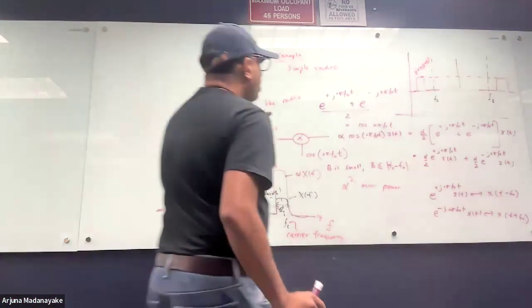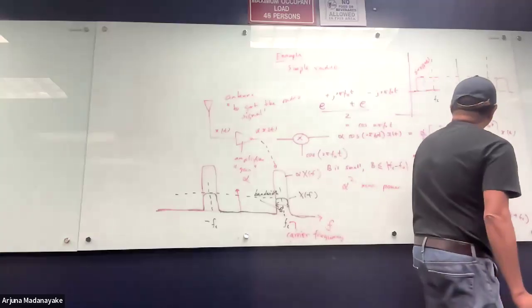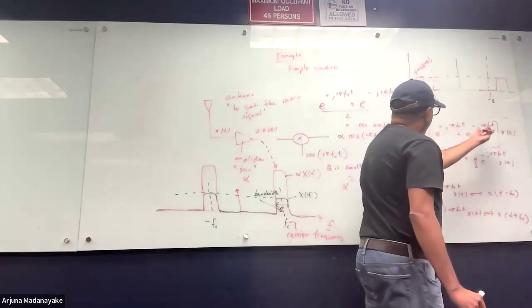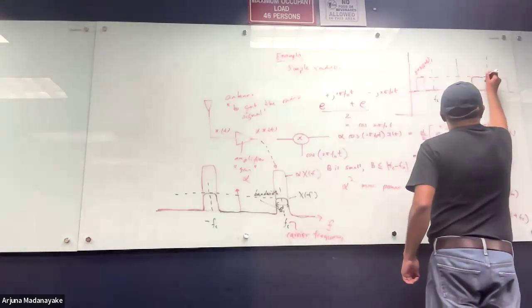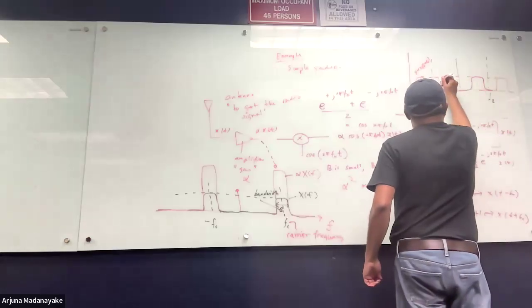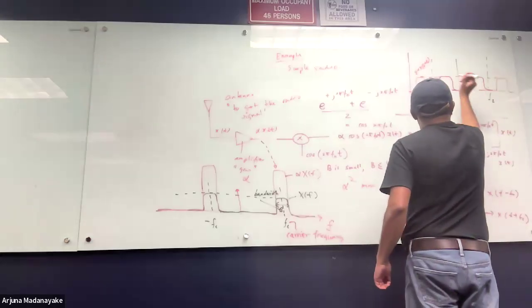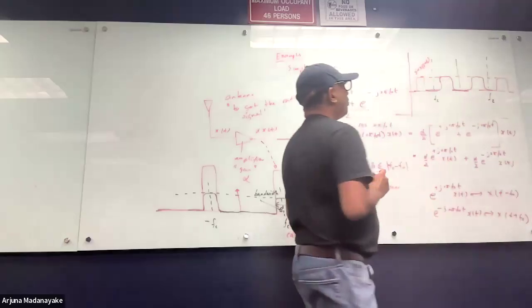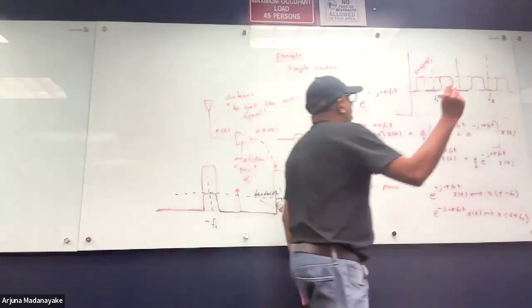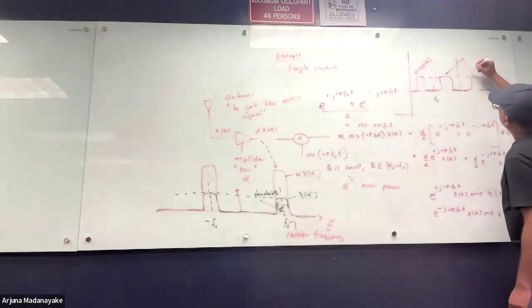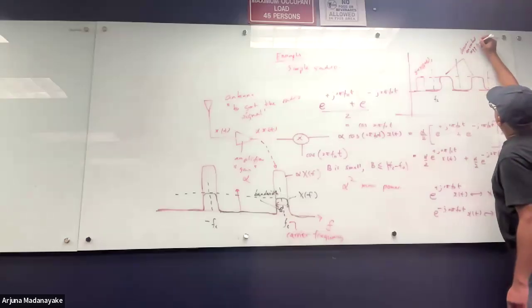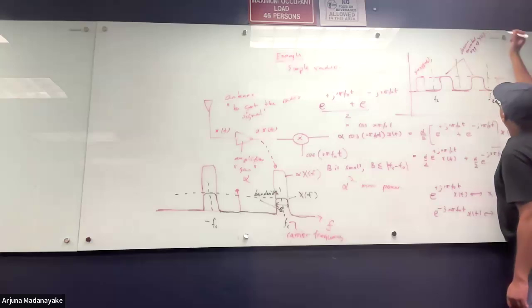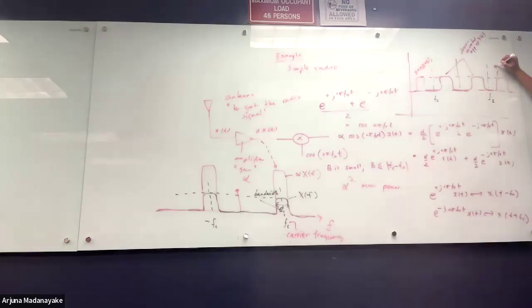One copy is going to be shifted up because of this component, and another copy because of that component. So the second copy is going to be like this. Same height, but at a different location. So this is my down converted copy of X of f, and this is my up converted.